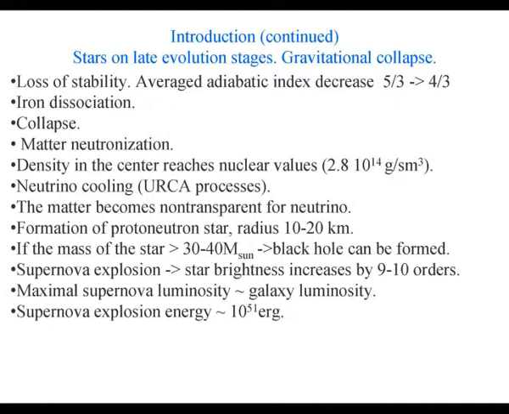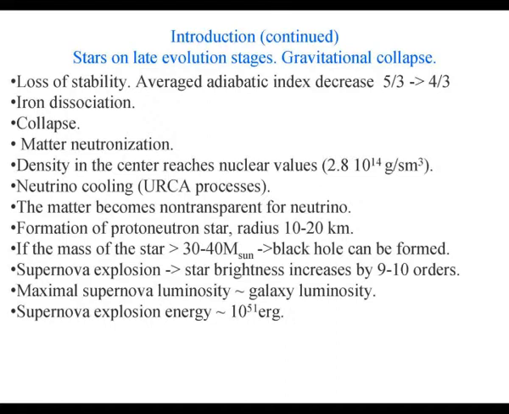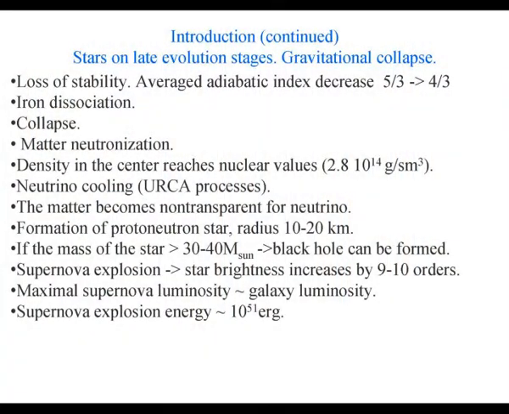Of course, for these extreme parameters it's important to take into account processes connected with neutrinos, and in the central parts of the core where the neutron star is forming, one of the most important types of processes are Urca processes. It's important to point out that due to such high density, and also if we have extremely high magnetic fields, like 10 to the 15 Gauss, the matter becomes non-transparent for neutrinos. At the final stage of the collapse, we have formation of a proto-neutron star with a radius from 10 to 20 kilometers. We know from the theory that if the mass of the star is more than 30 to 40 solar masses, a black hole will be formed.